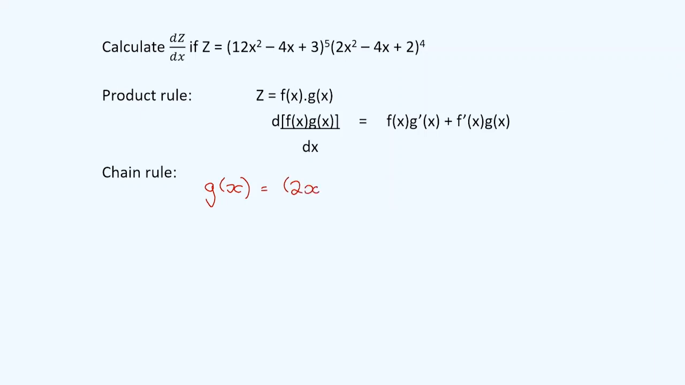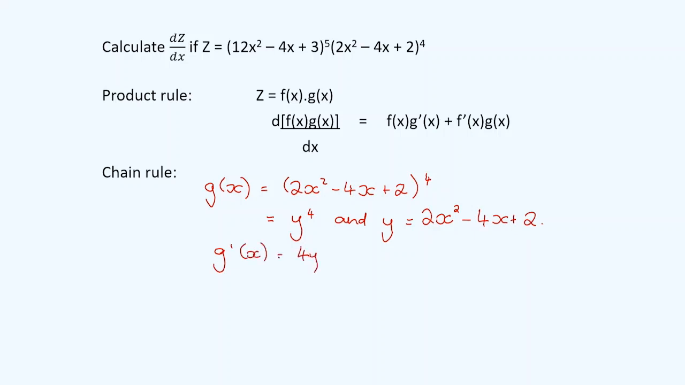So if we take 2x squared minus 4x plus 2, let's call that y to the power of 4 and say y equals 2x squared minus 4x plus 2. And then we can differentiate as we did on the previous slide. And remember to replace y with this full equation. Okay, so we've differentiated g of x with respect to x.